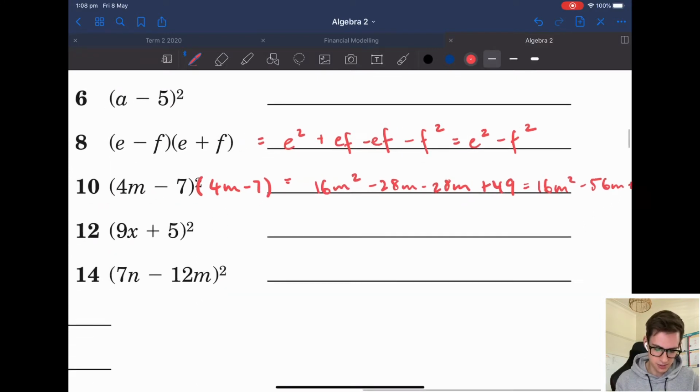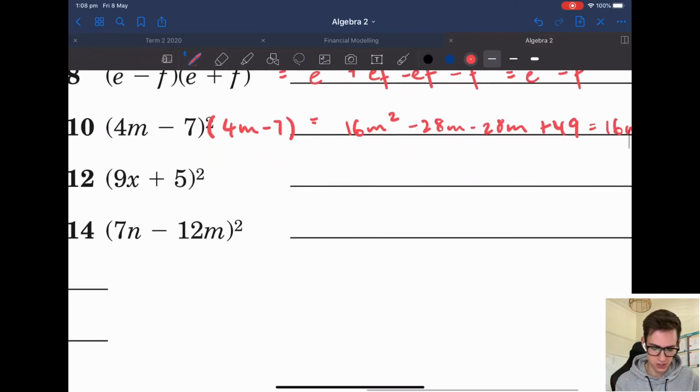Okay, same idea with these ones. I might just do 14 because 12 is quite easy. It's the same deal. If you need help with this, please reach out because it is super duper important. We'll just go with FOIL this time. So you times the first things together. 7 times 7 is 49. N times n is n squared. And then we're going to do the outside inside.